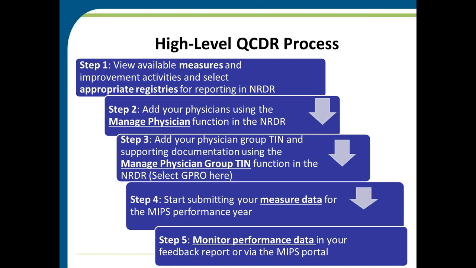So before even deciding to start the QCDR process, you have to have an NRDR account, we have agreements, and there's login information for you to manage that process. To decide which registries you would like to participate in, step 1 is viewing any measures and improvement activities that you plan on using for the MIPS reporting cycle. I forgot to preface this, but today's content will focus just on the 2017 MIPS reporting requirements. 2018 is fast approaching, and we'll have some information later on in the presentation for you.